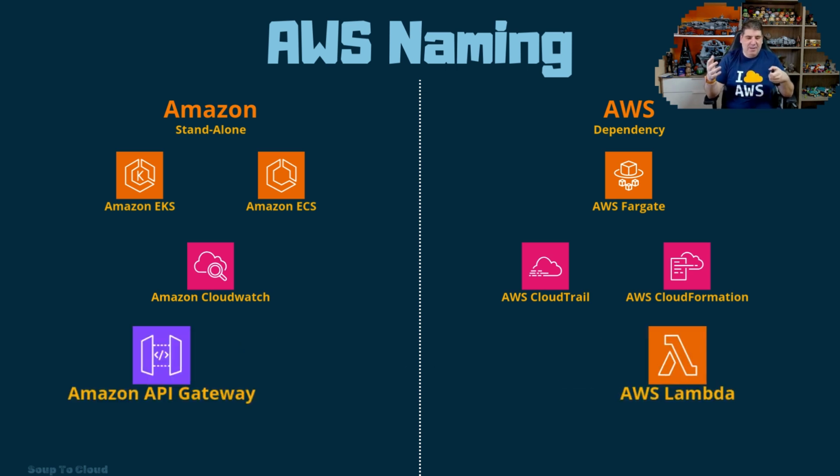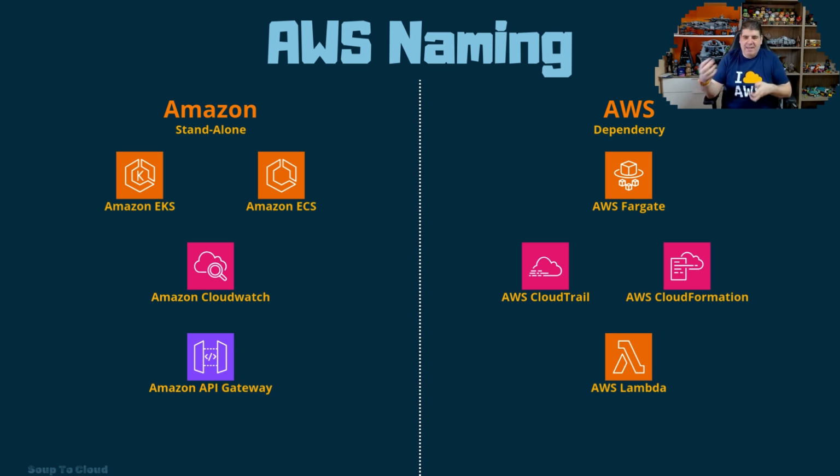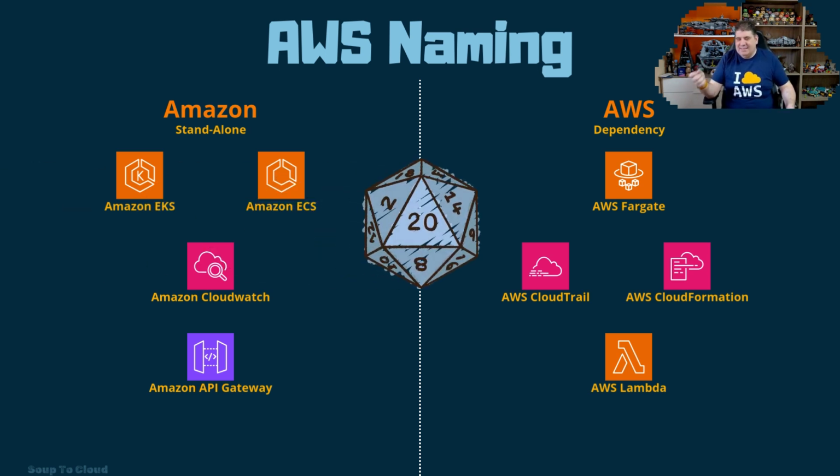Or Amazon API Gateway is Amazon because it's a standalone service, but it depends on AWS Lambda. That is a dependency. It's a service that can only run on AWS. Amazon API Gateway depends on AWS Lambda, or maybe Amazon EC2 or other AWS services, and that is very weird. We have a joke about this, and we say that it's a D20. It's a roll of the dice that chooses the name. Depending on the number that you obtain when you throw the dice, someone chooses if it's Amazon or AWS. I think it's the only correct answer for the AWS naming, because it makes no sense.